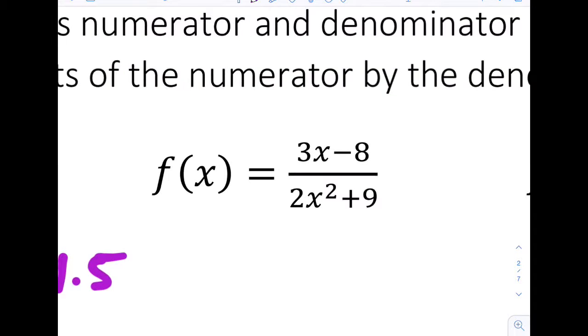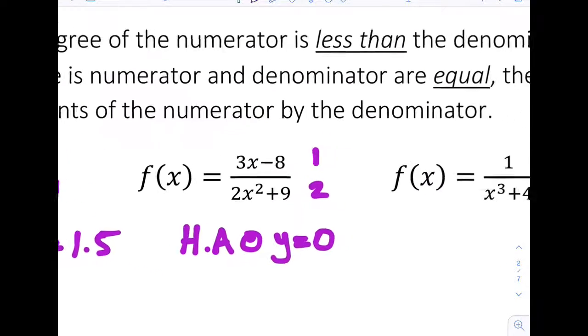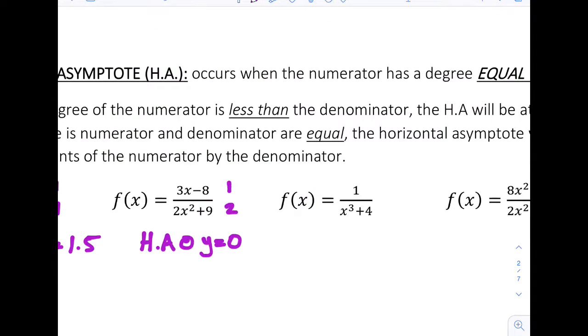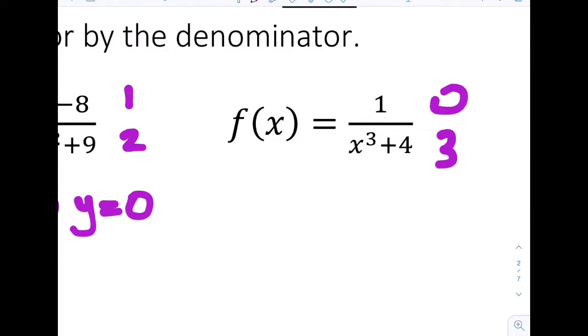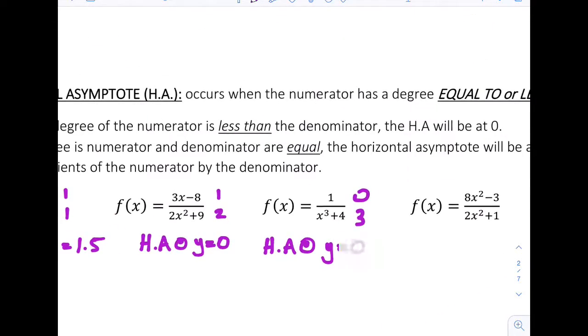This one here, top has a degree of 1, bottom has a degree of 2, so the bottom has a bigger degree. When the bottom has a bigger degree, that means we have a horizontal asymptote at 0. Third one, same idea. Degree on top is 0. Degree on the bottom is 3. So degree on the bottom, denominator is higher. So we're going to have a horizontal asymptote again at 0. Those are supposed to be at signs. It kind of looks funny.